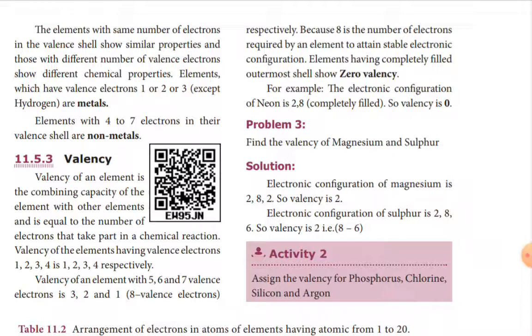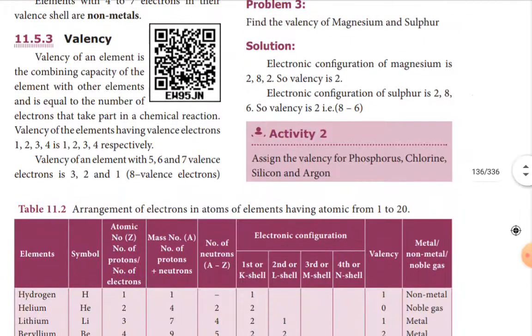Also see one more activity is given. You can do the activity. So you always keep your rough notebook by the side and write. Assign the valency of phosphorus, chlorine, silicon, argon.